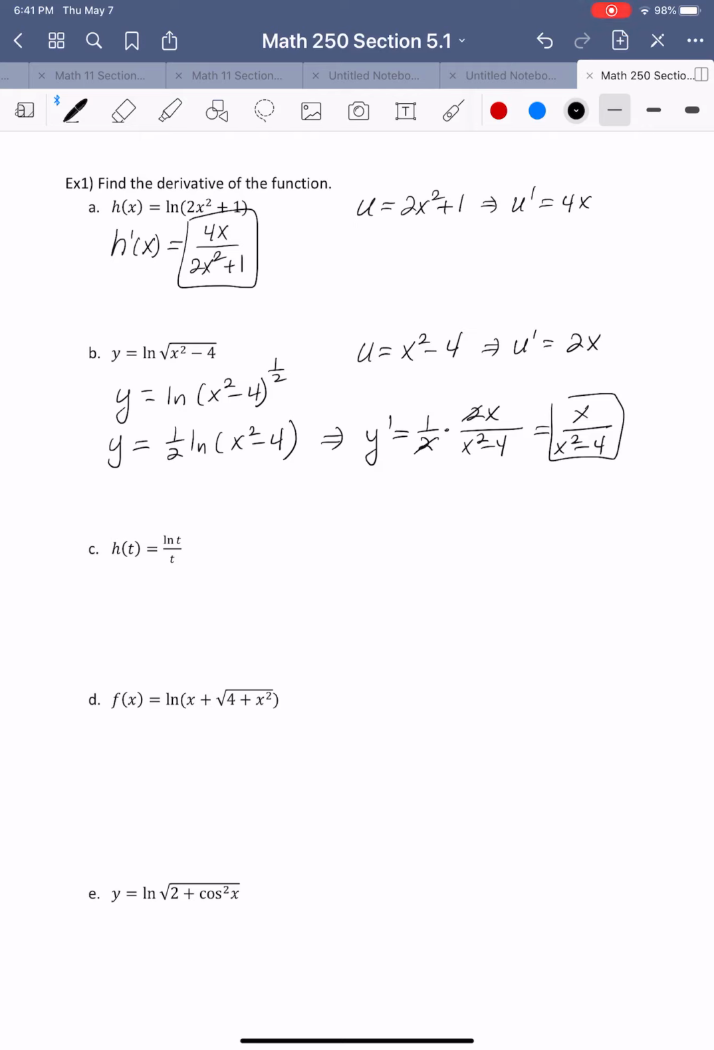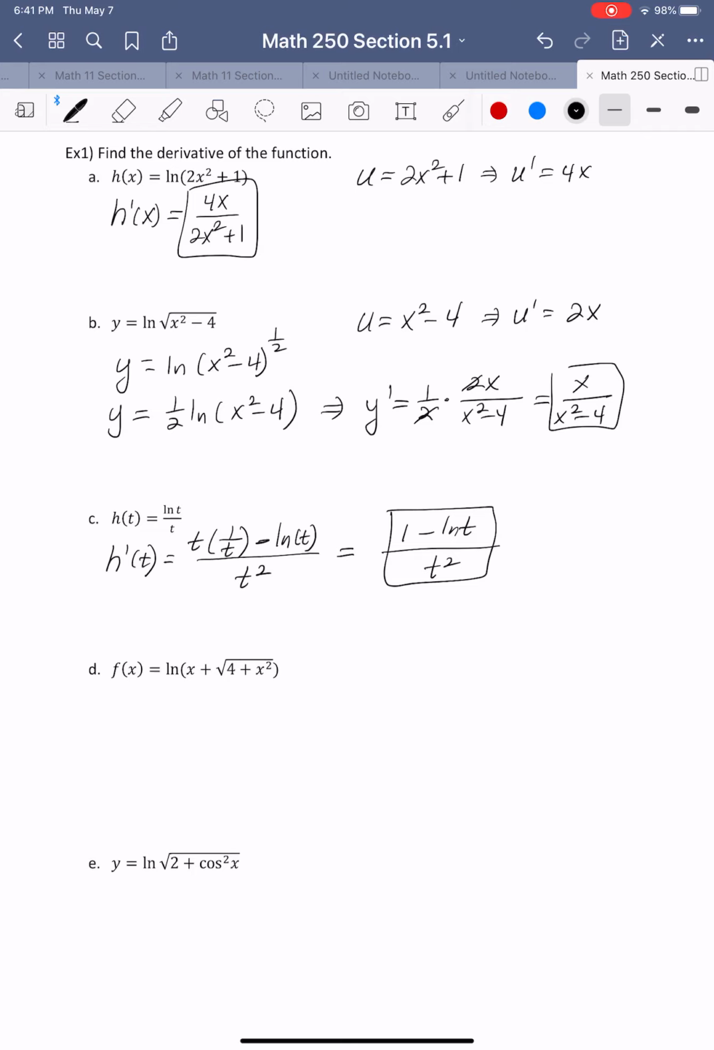Alright, now h of t, right? So here we have to use the quotient rule. So h prime of t is, okay, so you need to put the t squared, and then keep t, and then you get the derivative of ln t, which is 1 over t, subtract, and then keep the ln t, and the derivative of t becomes 1, and then you just need to simplify. So this is going to be 1 minus ln t over t squared.